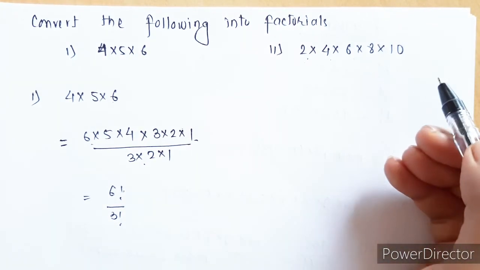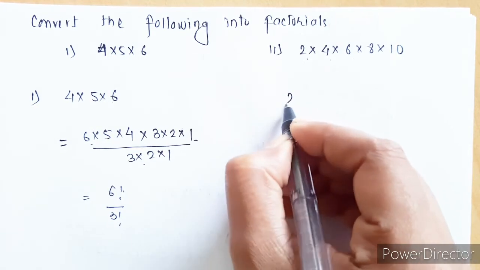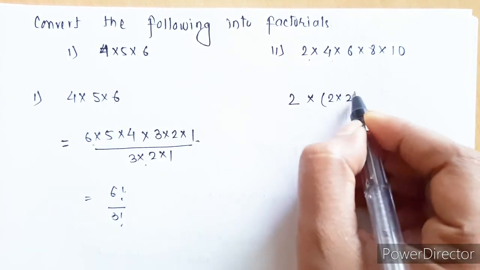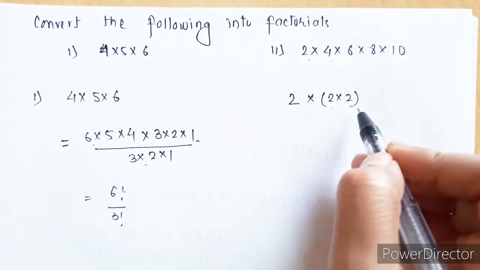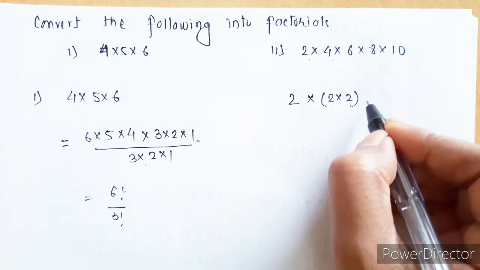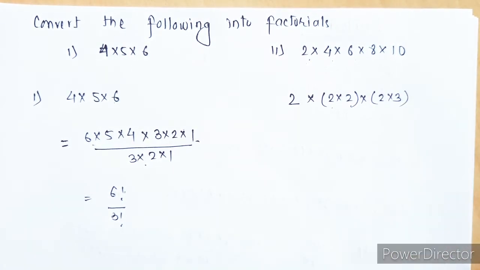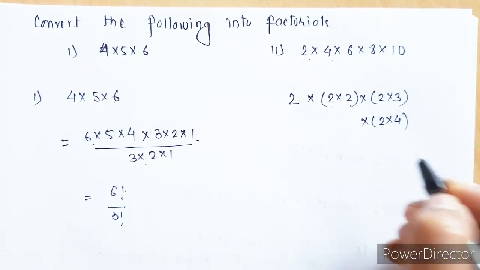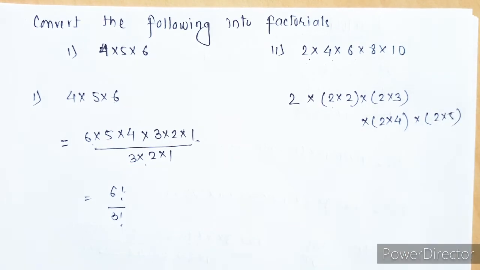Now the second one, we have here 2, 4, 6, 8 and 10. So the middle terms are missing, one term is missing. What I am doing is, let me keep this 2 as it is, and this 4 let me write as 2 into 2, because 2 into 2 is nothing but 4. Next is 6, we can write it as 2 into 3. Then 8 can be written as 2 into 4, and then 10 can be written as 2 into 5, right?